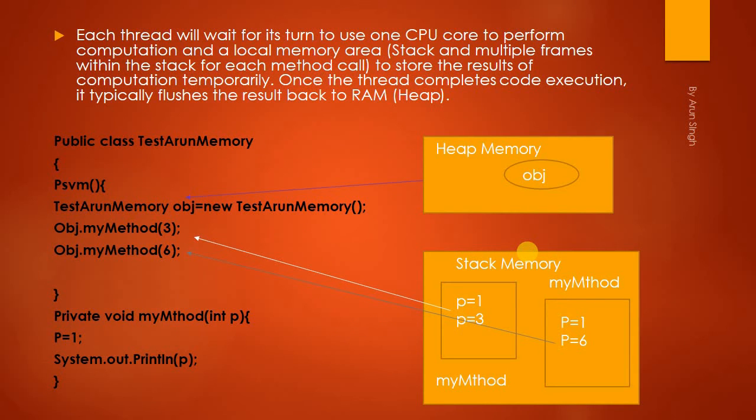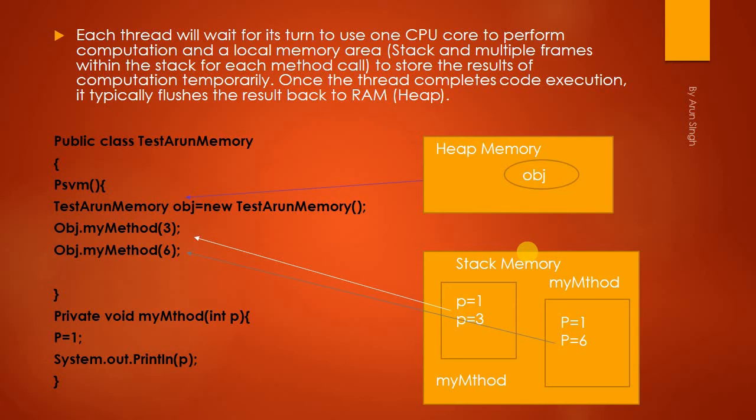When I say RAM, that is random access memory. That is, I am making use of the memory of the system. Each thread will wait for its turn to use one CPU core to perform computation, and a local memory area, the stack, and multiple frames within the stack for each method call. I want to point out one thing here. Threads take memory from the stack.